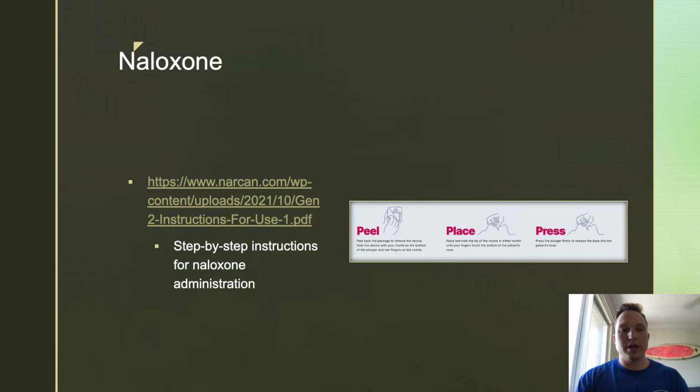Now, how to use it. I've actually provided Narcan's website, which is a brand name of naloxone, and they have step-by-step instructions, but it's super easy. It's not rocket science at all. You're just going to take the product, peel it out of the packaging, place it under the nostril of whoever's overdosing, give it a spray, and then call 911. Regardless if they wake up, you need to call 911. And then you can give them an additional dose every 2 to 3 minutes.